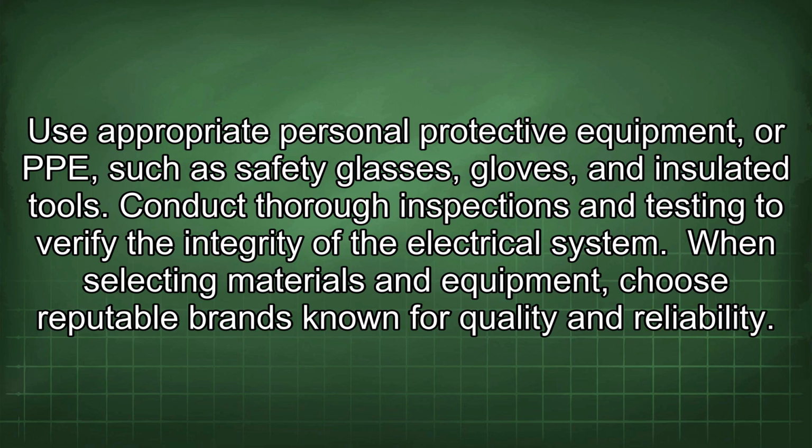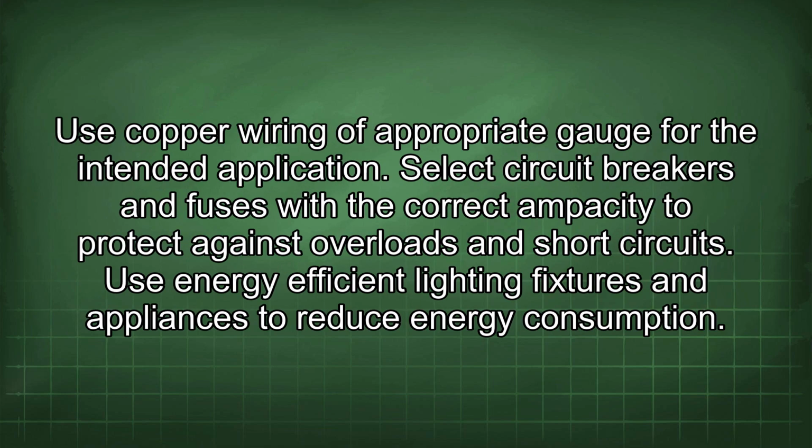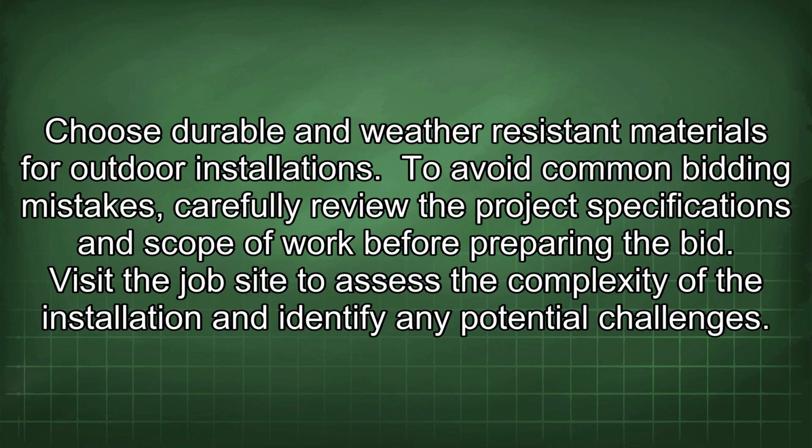When selecting materials and equipment, choose reputable brands known for quality and reliability. Use copper wiring of appropriate gauge for the intended application. Select circuit breakers and fuses with the correct ampacity to protect against overloads and short circuits. Use energy-efficient lighting fixtures and appliances to reduce energy consumption. Choose durable and weather-resistant materials for outdoor installations.